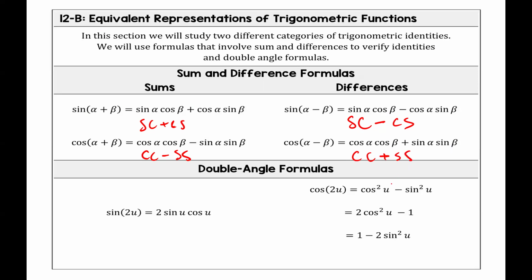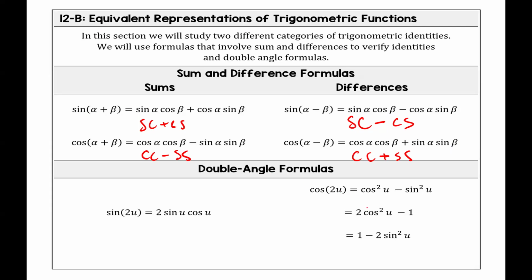Okay. Then our next formula that we're going to be using is our double angle formula. So our double angle formula is sine 2u. It doesn't matter. It could be u, it could be x, it could be theta, it could be beta, it could be whatever as long as it's a variable. So sine 2u equals 2 sine u times cosine u. And that's it. Now, cosine is the one that gets a little funky, a little weird.